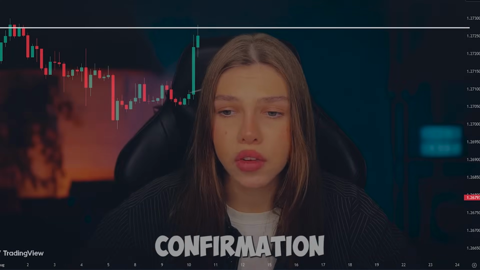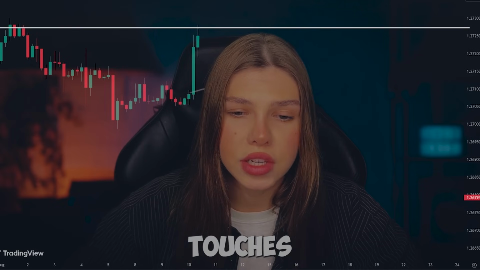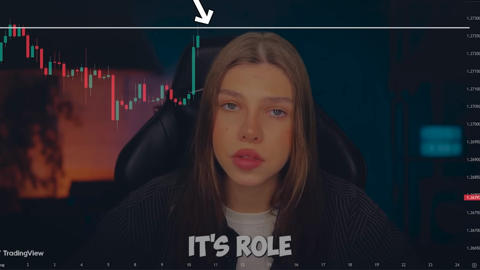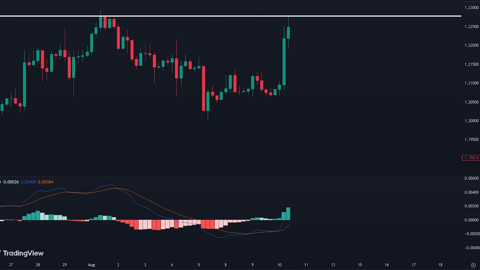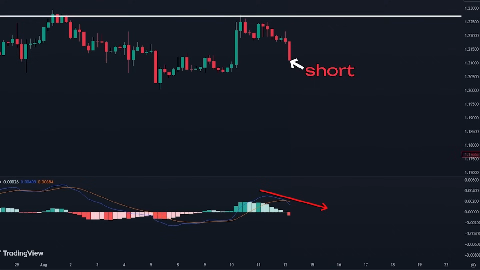That's why additional confirmation is vital to ensure genuine downward momentum when the price touches this area, and this is where the MACD indicator plays its role. Typically, many traders will wait for the MACD to cross downward before initiating a short position. However, this approach often results in entering the trade after the downward movement has already occurred, meaning that you would have entered late.